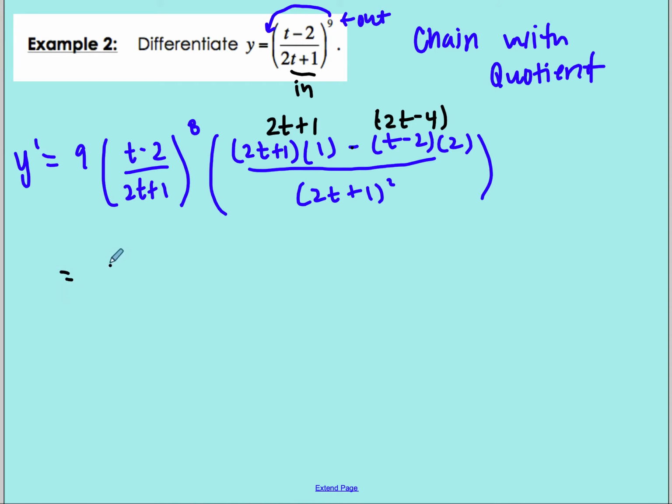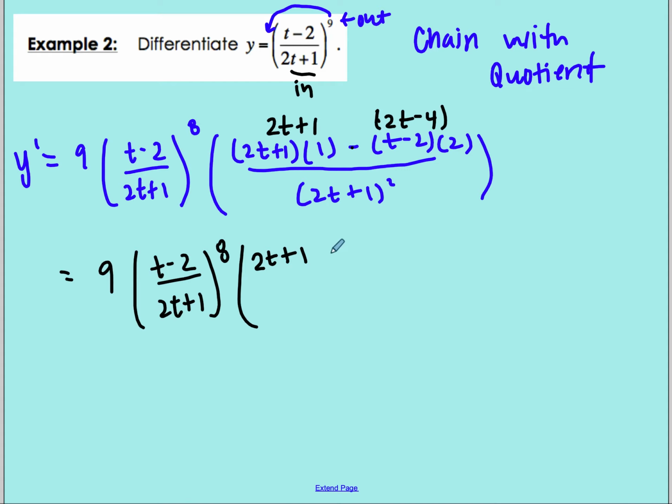Then, just rewriting, I have 9, I have (t minus 2) over (2t plus 1), all raised to the 8th. And then here, I would have 2t plus 1, and I'm going to distribute my negative. So it'd be minus 2t, negative times a negative is plus 4, all over (2t plus 1) squared. Now I'm going to combine like terms in my numerator. Those 2 t's actually cancel, so I am left with 5 in the numerator.